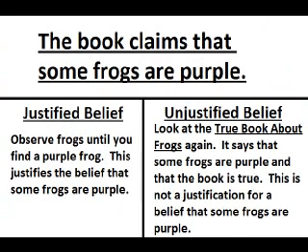The book claims that some frogs are purple. To justify a belief in this claim, you may observe frogs until you find a purple frog. This justifies the belief that some frogs are purple. Now, using circular reasoning in this example, we look at the True Book About Frogs again. It says that some frogs are purple and that the book is true. This is not a justification for a belief that some frogs are purple.